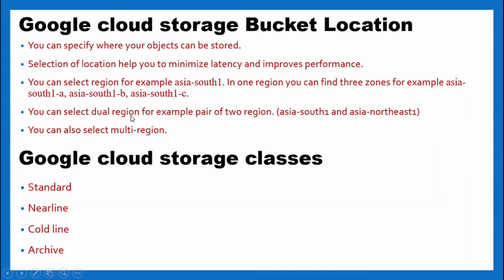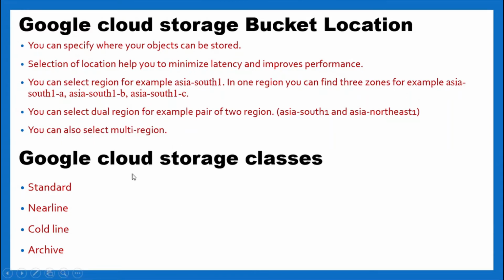For example, your application users are from India as well as Japan. In that case you will use Asia South 1, which is the Mumbai region, and Asia Northeast 1, which is the Tokyo region. So you can use dual region also. And let's say your application users will be accessing the cloud storage data from multiple regions around the world, then you can use multi-region, where you can specify more than two regions.